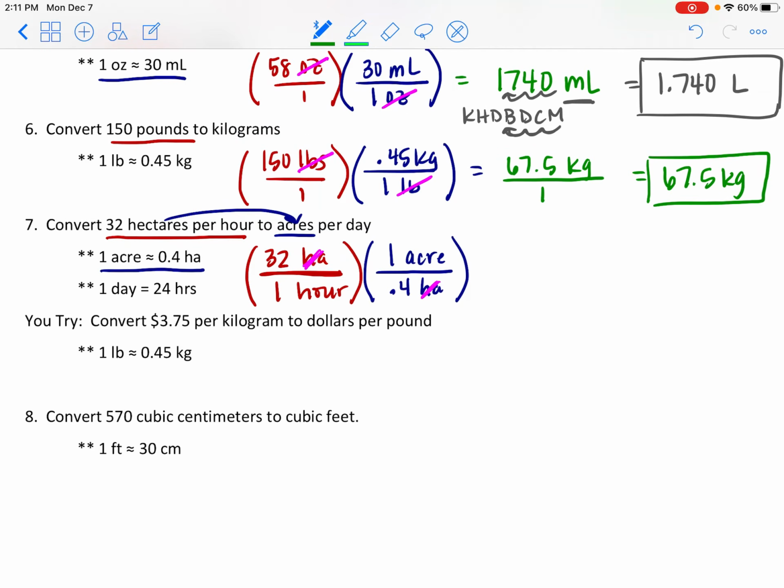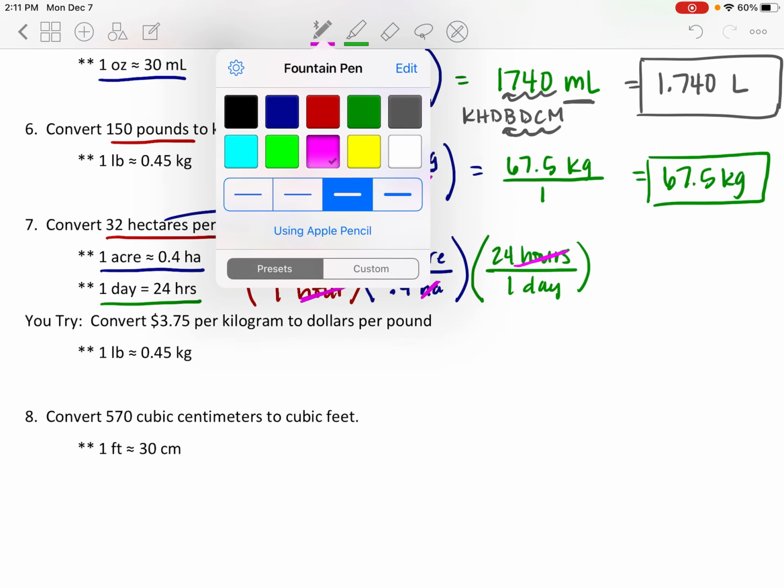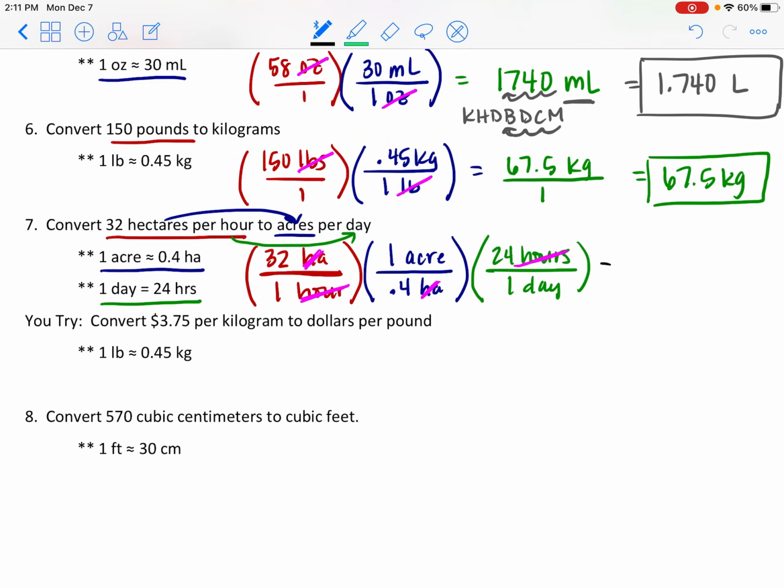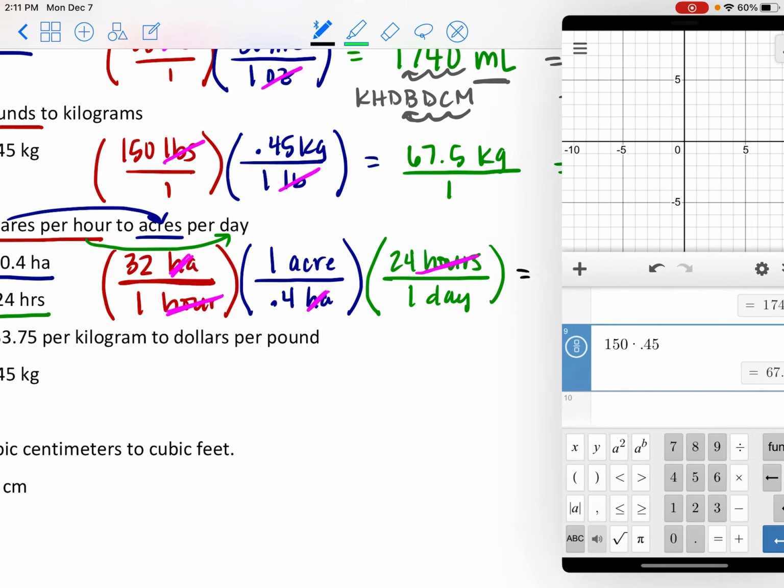And then we also got to go from hours to days, and 1 day is 24 hours. So I'm going to put 24 hours up here and 1 day here because I want my hours to be across from each other. So hours on the top, hours on the bottom, those cancel. Now we can multiply and divide and figure out our answer.